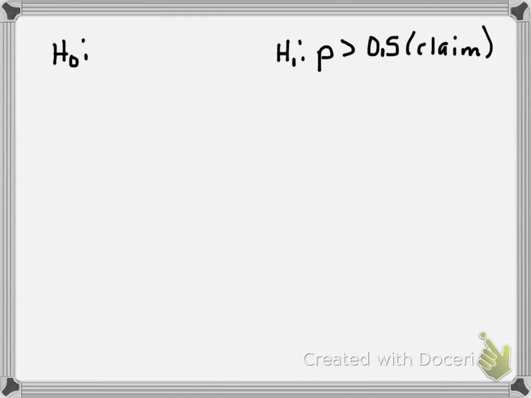Here is the solution to example 2 using the traditional method. First, we need to state the null hypothesis and the alternative hypothesis. We are testing the claim that the probability of a baby boy is greater than 0.5. So for H1, the alternative hypothesis, we have P is greater than 0.5, and that's our claim. The null hypothesis always has an equal sign, so the null hypothesis will be P is equal to 0.5.